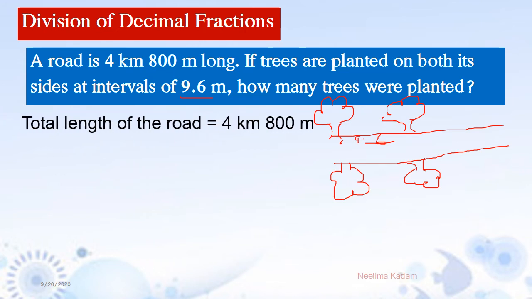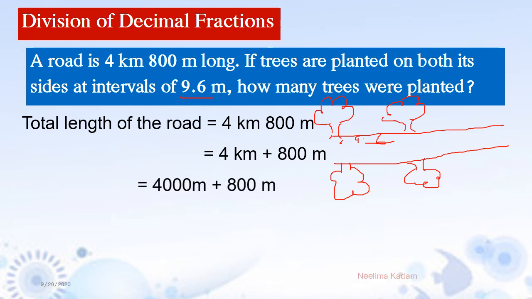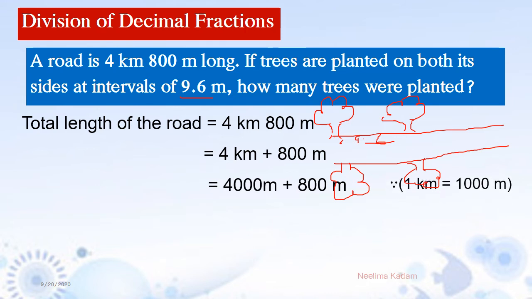Now the length of the road is 4 km 800 meter. That is 4 km plus 800 meter. But 4 km is 4000 meter, since 1 km is equal to 1000 meter. So the total length of this road will be 4800 meter. Okay.